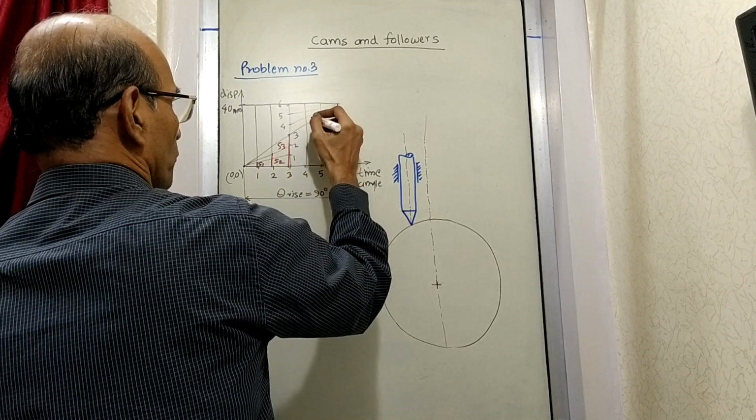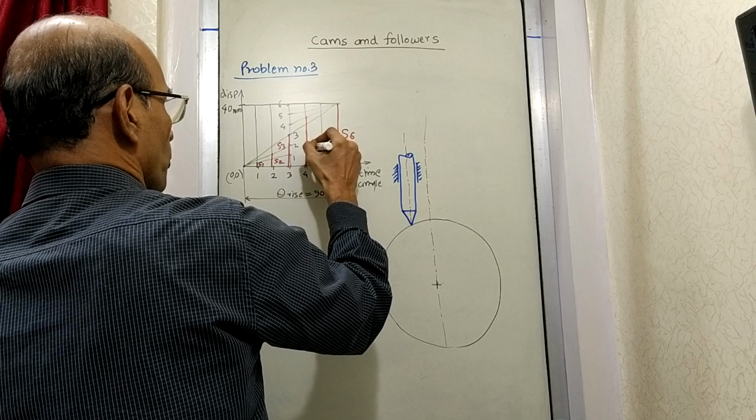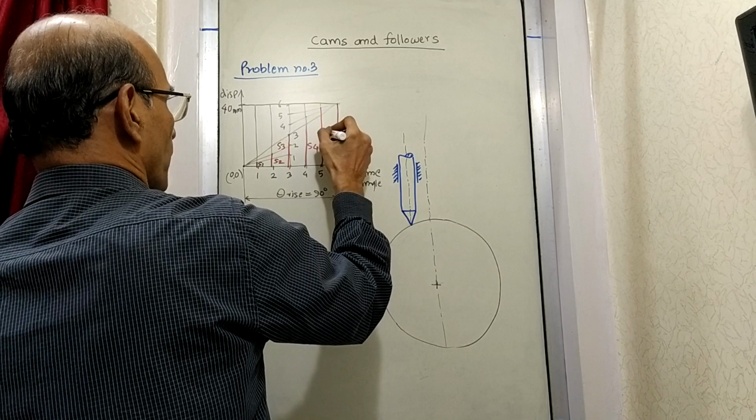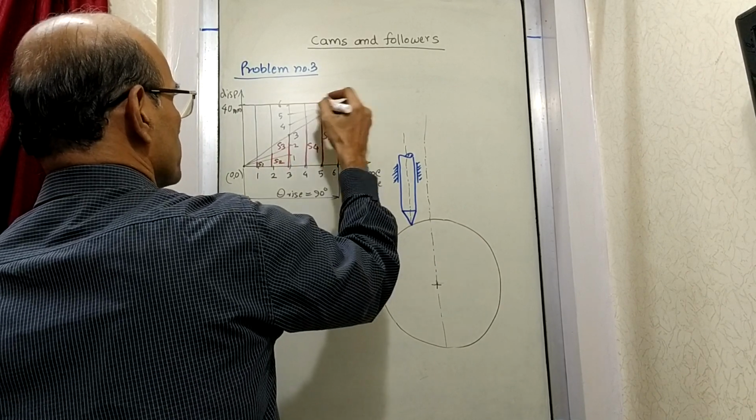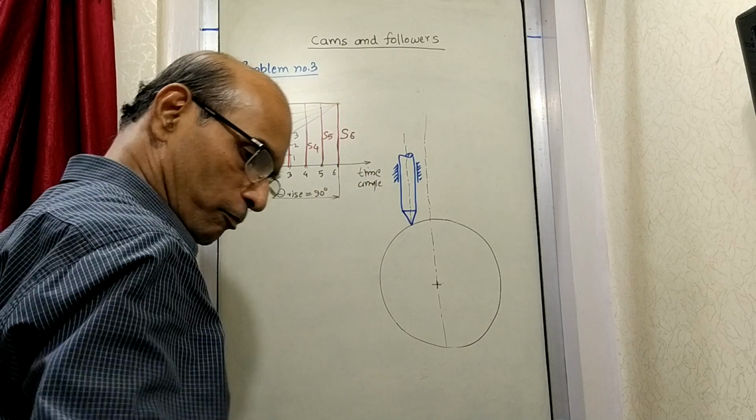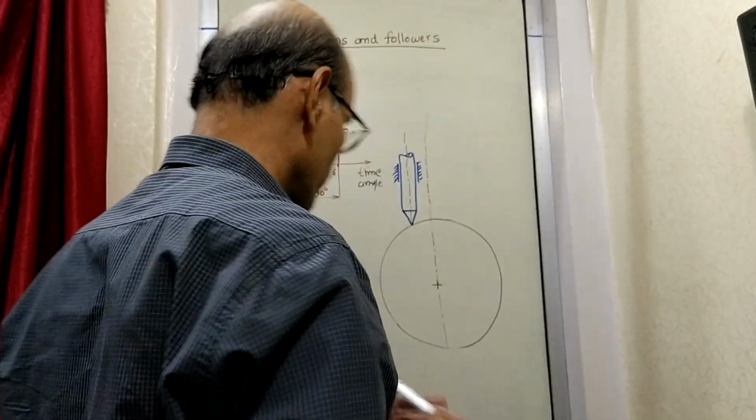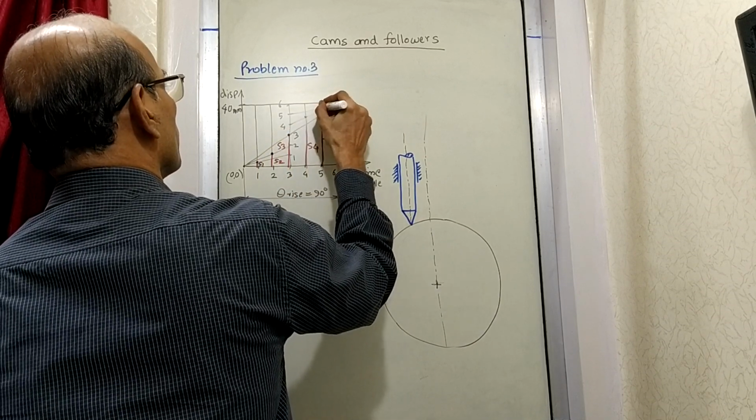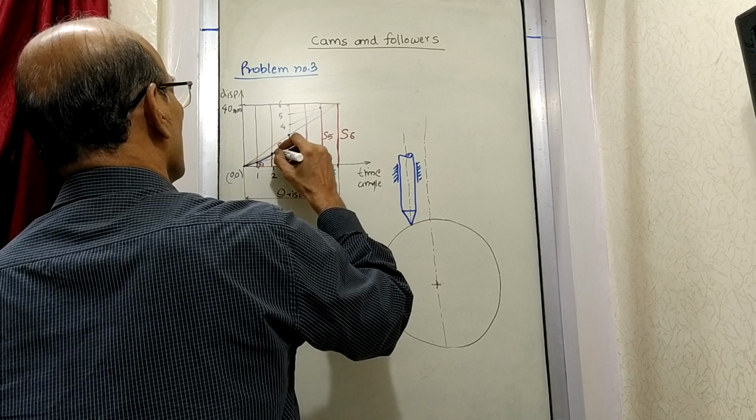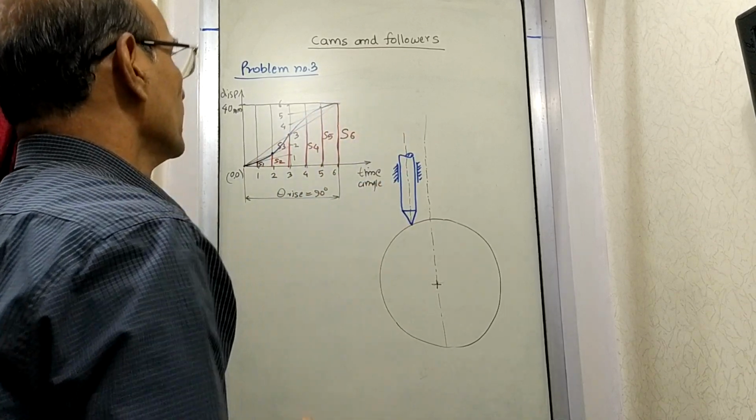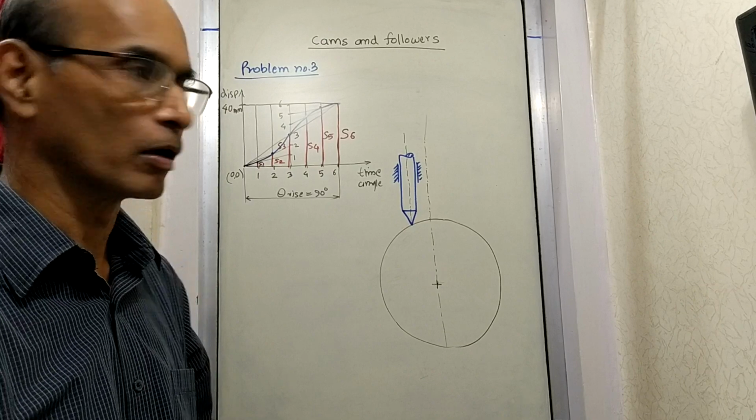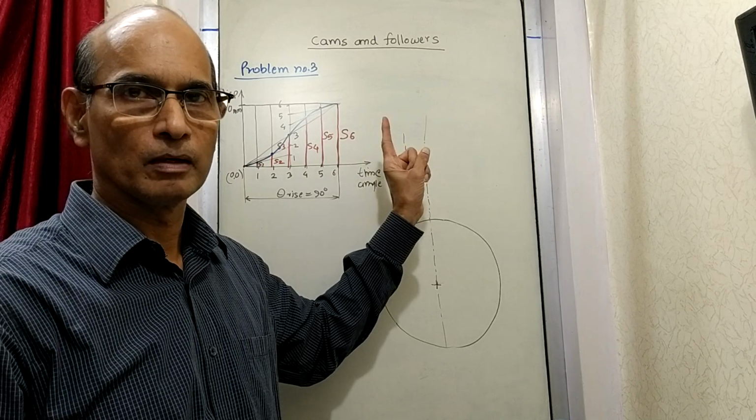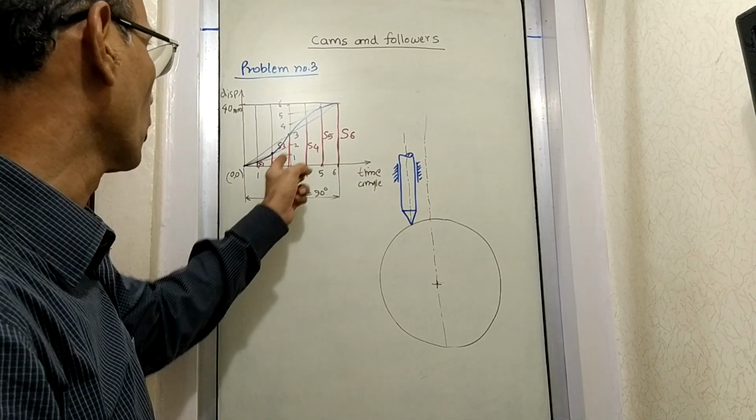Line from 4, line from 4. So this is S4. Line from 5, line from 5. So this is S5. Line from 6, line from 6. So this is S6. So these are the final points that we wanted: 1, 2, 3, 4, 5 and 6. So when you draw, the curve will come something like this. The displacement versus time curve will be like this, which is following the formula for a parabolic curve. So now we have got the displacements.